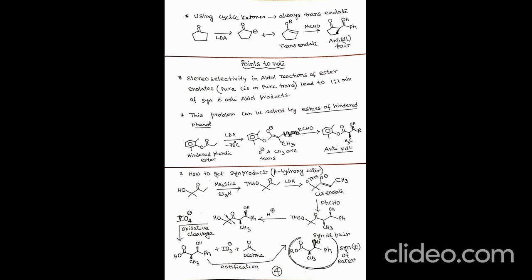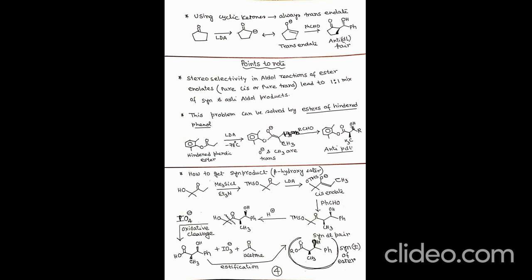Now in such cases, the only one case I would like to mention is if the esters originate from a hindered phenol. In that case only will we be able to convert the trans enolate to the anti product and the cis enolate to the syn product successfully. Now how to get all these things, and there is no doubt about this, this can be done in a little indirect way.